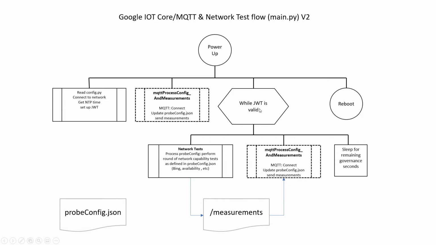Once the JSON web token time is expired, or just before it expires, it's going to end this loop, and then it's going to do a reboot on the ESP32, and that's just to clean things up on the device. I wasn't sure whether it could run for years and years without sanity checking with a reboot, and also timing's not that important.